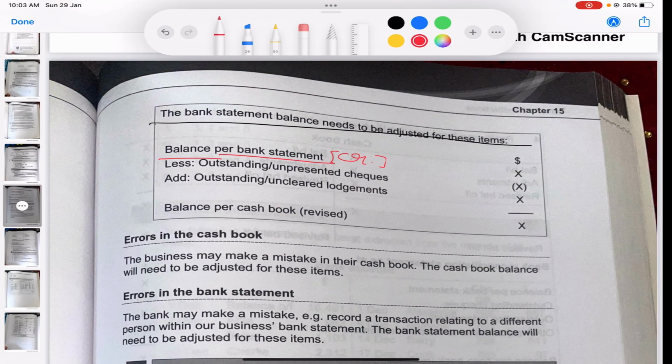Okay. We are recording in the bank statement from the perspective of the bank. Now think about it. Outstanding or unpresented checks: someone hasn't given the money yet. So we are supposed to receive the money, but the bank hasn't credited.